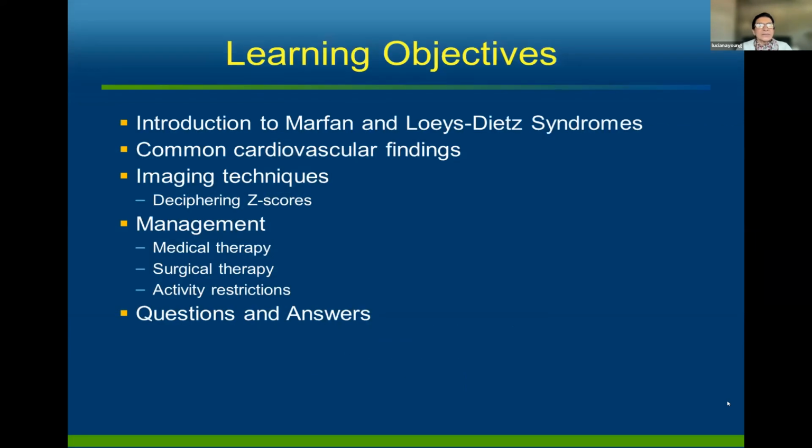Next slide, please. And so the learning objectives today are to review some of the common cardiovascular findings that we see in children with these connective tissue disorders, to speak a little bit about the imaging techniques and decipher what the Z-score means, because that's a little bit different in children than it is in adults when we follow along with aortic enlargement and how we use that information for clinical decision-making. We'll speak a bit about management, medical therapy, when it's time to do surgical intervention, and activity restrictions have already been mentioned. I'm going to leave most of the details about that to my colleague, Aaron Olson, who will be speaking about exercise a little bit later this morning.